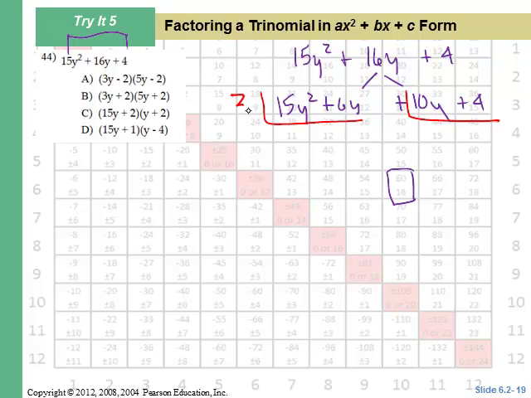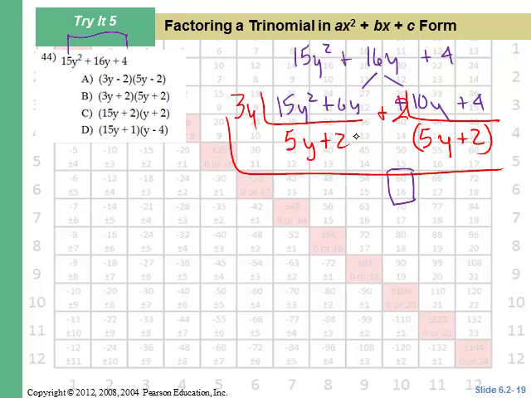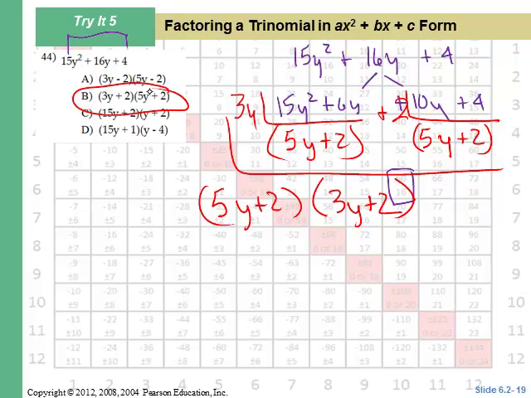So out of these two, take a 3y, we're left with 5y plus 2. Take a 2, and we're left with 5y plus 2. Take a 5y plus 2 out front, we're left with 3y plus 2. Okay.